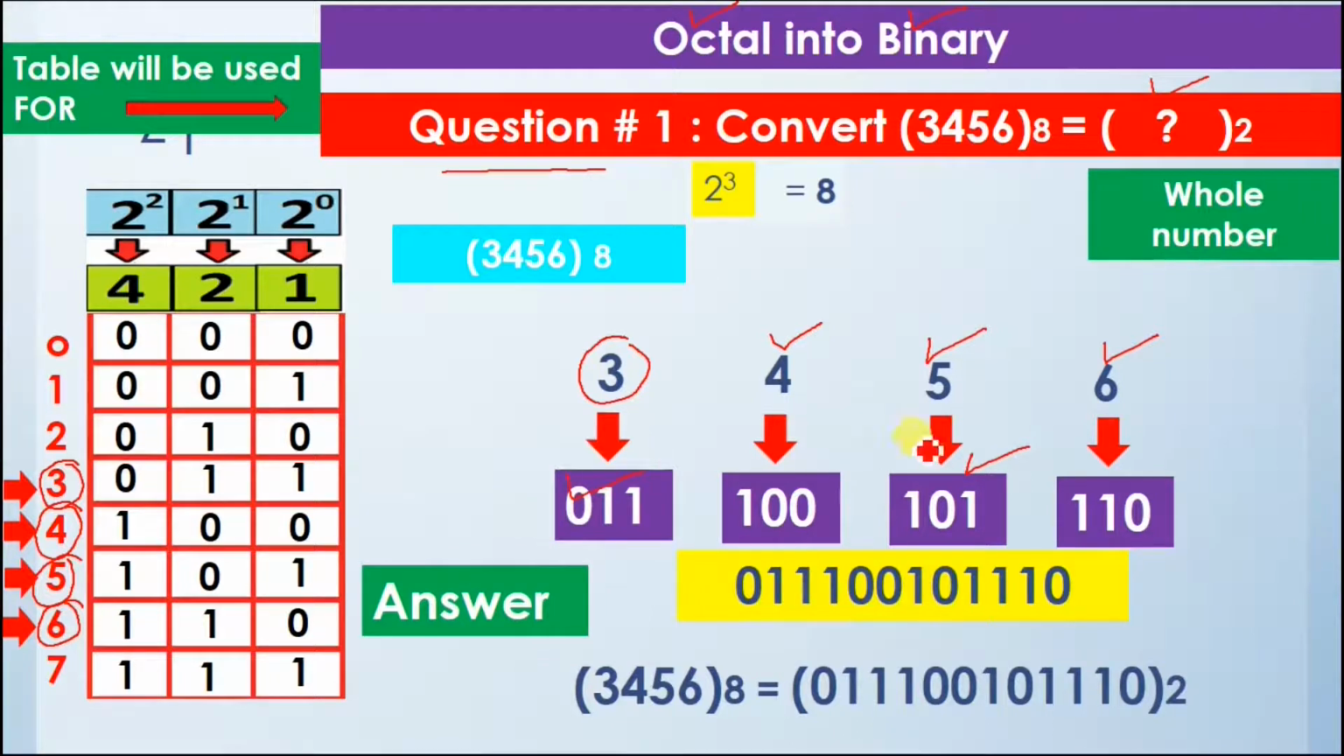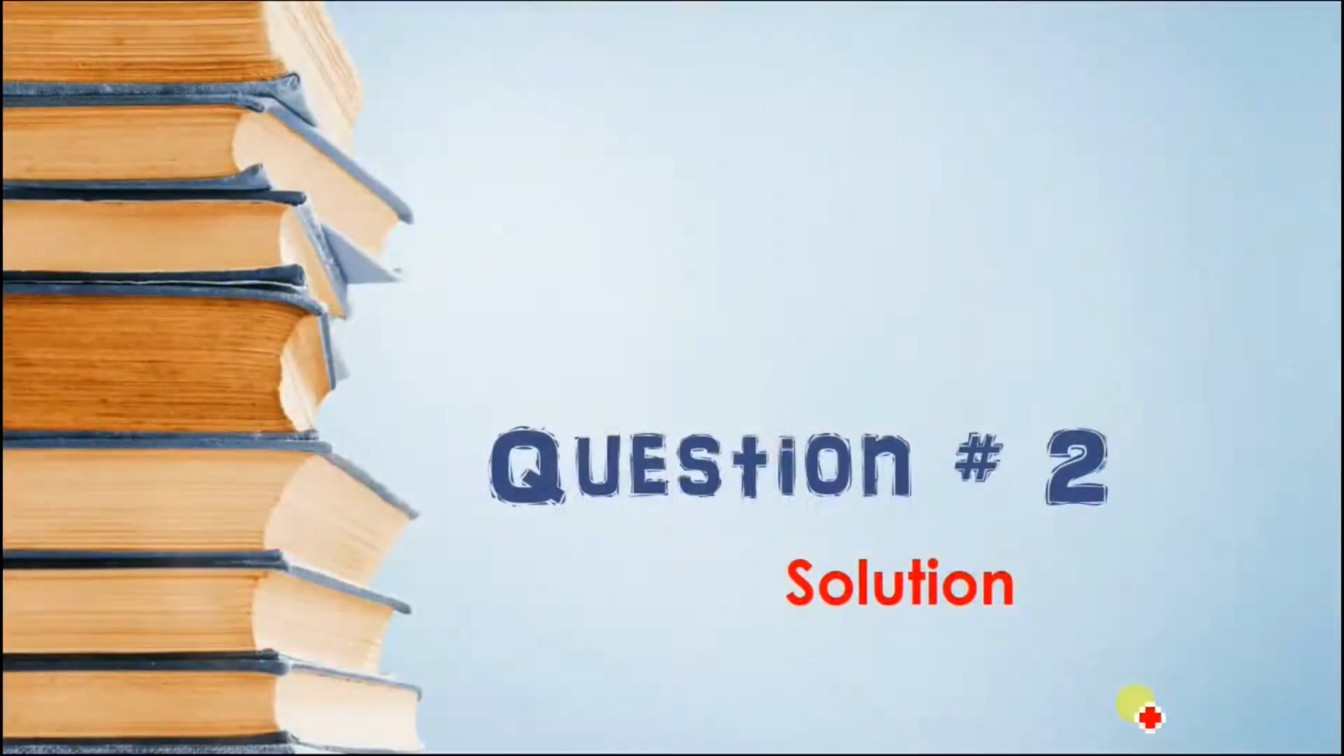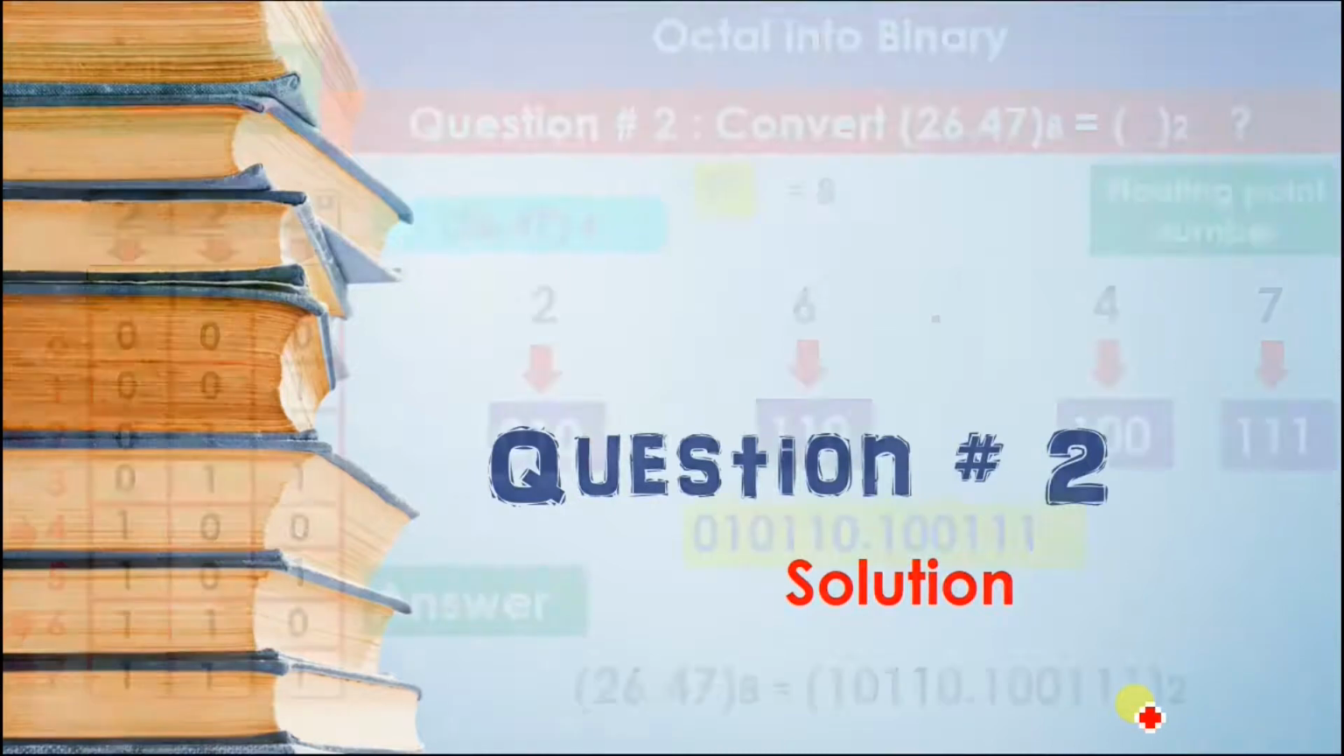So we combine these 4 values and calculate this answer. So now we can say that the number 3456 in octal is equal to 011100101110 in binary. So this is how we can solve question number 1. Next we move to question number 2 and its solution.